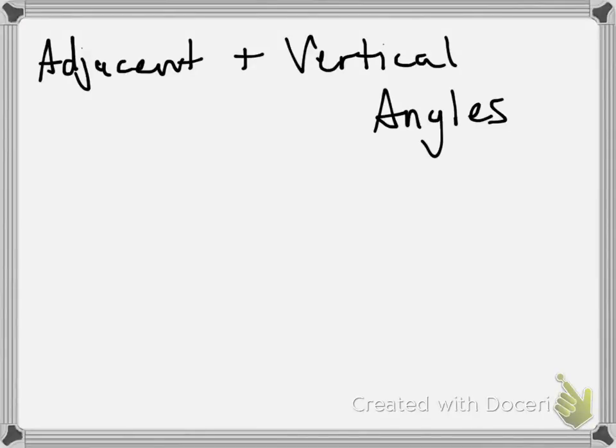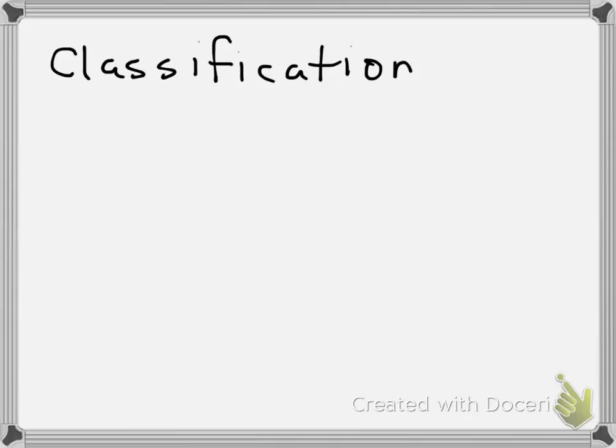Okay, today we're going to talk about adjacent and vertical angles. And to do so, let's just review really quickly the classifications of angles. So these are all just classifications. In other words, if I asked you to classify angles, this is what I would mean.